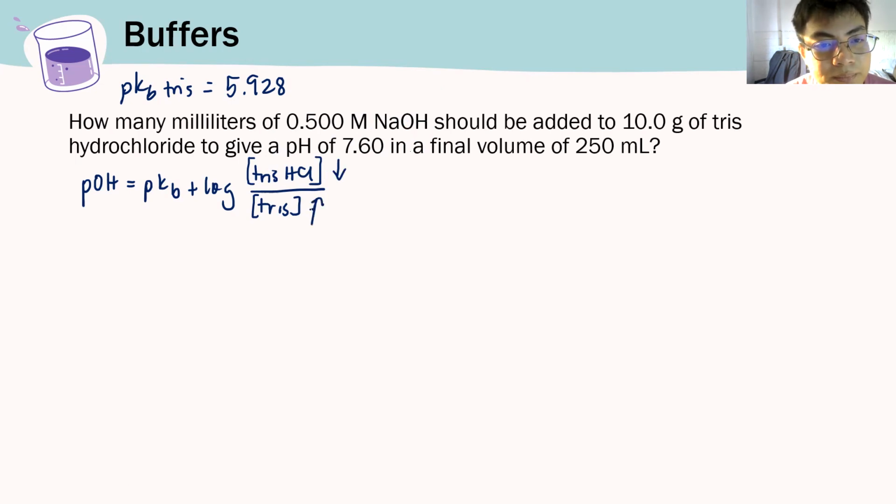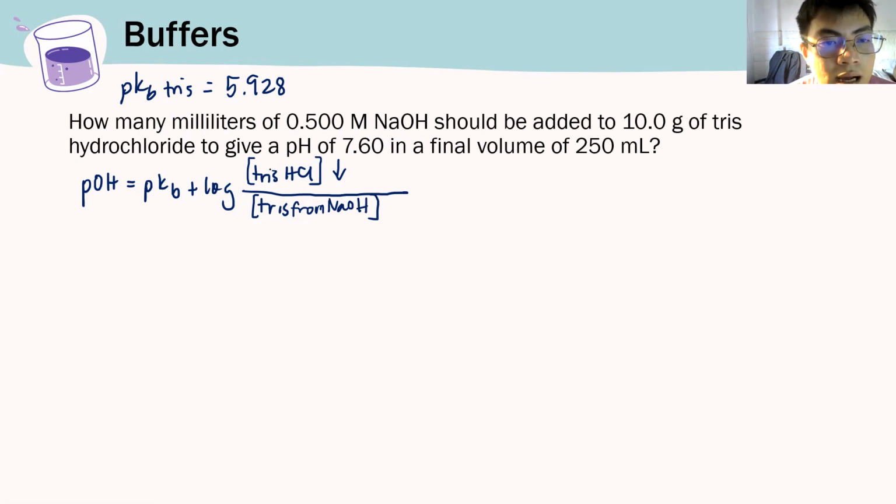Then the base will increase. Now, since you don't have it initially, the amount of Tris that you will have in your final solution is related to how much base will be added. So we can write here Tris from NaOH. We don't have Tris powder, but you will have Tris when you add NaOH.